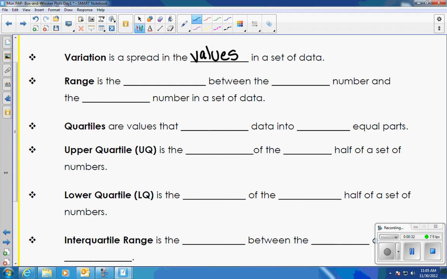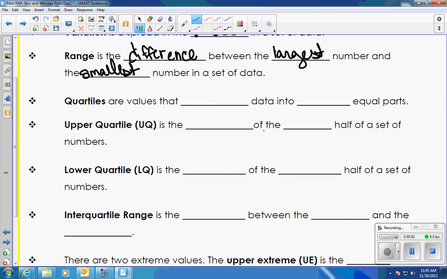Now we already know that the range is the difference between the largest and the smallest number in a set of data. So high minus low.